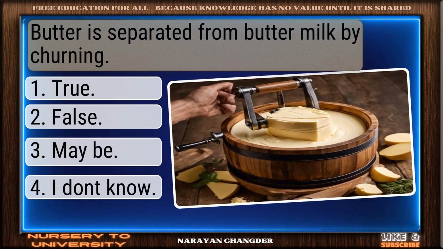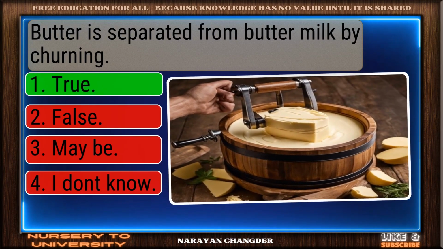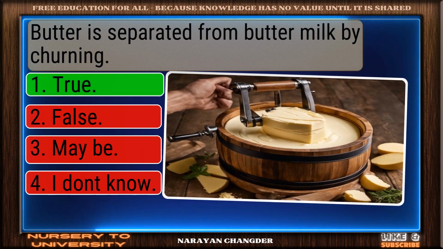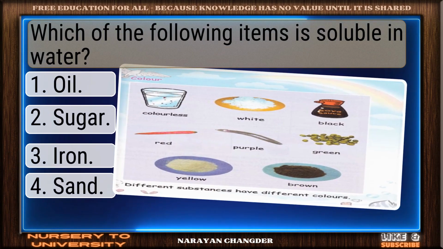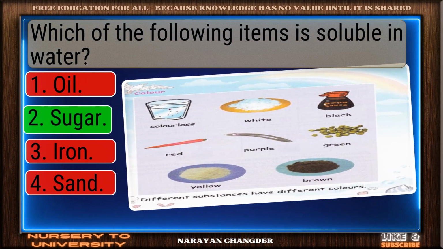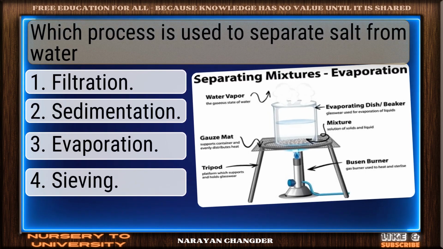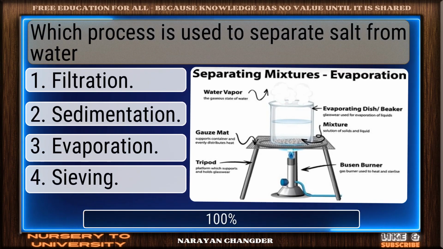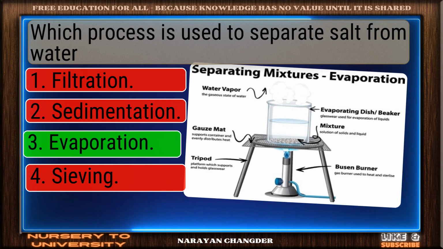Butter is separated from buttermilk by churning. Smart pick. True is the correct choice. Which of the following items is soluble in water? On track. Sugar is the correct answer. Which process is used to separate salt from water? Great thinking. Evaporation is the right choice.